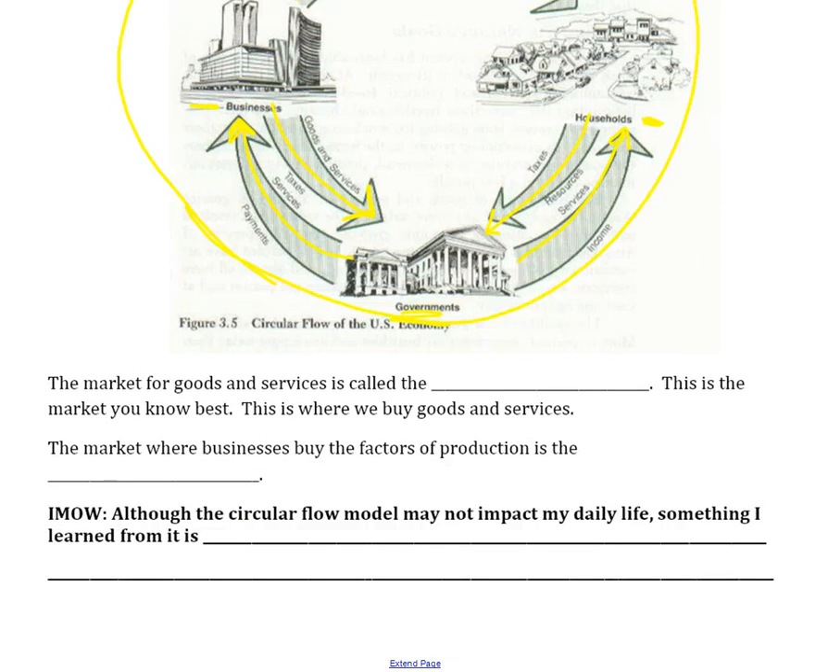The market for goods and services is called the product market, because all three of those, or two of those, businesses and the government, have to buy the resources to make those goods and services. The market where businesses buy the factors of production is the factor market.